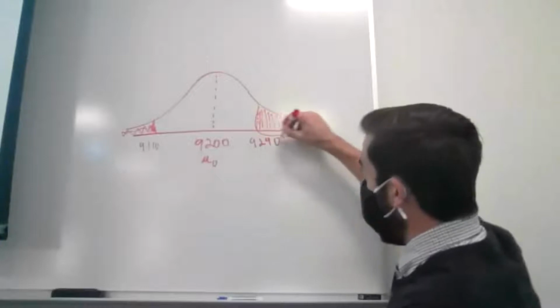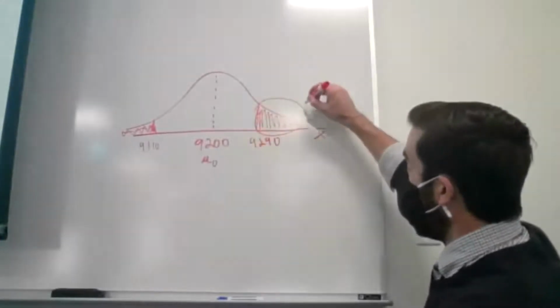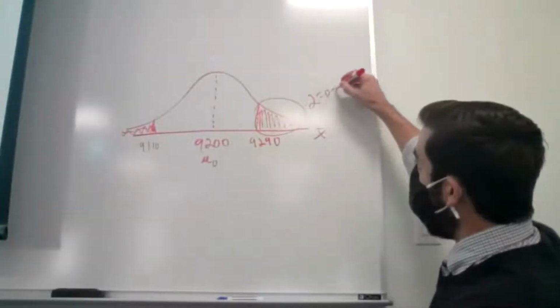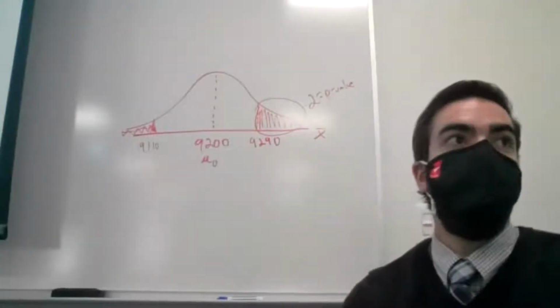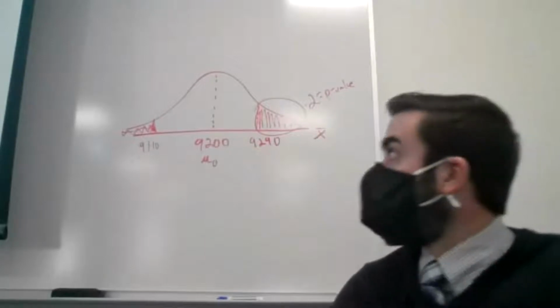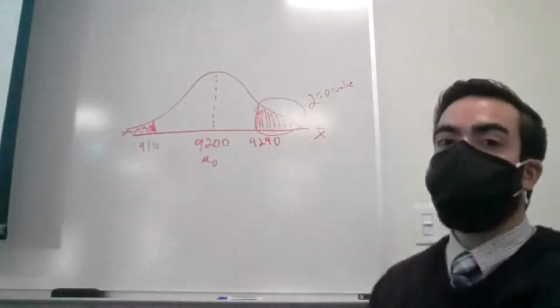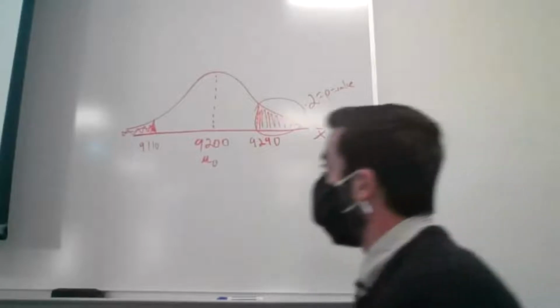So I can find this area, but then to get my p-value, I need to remember that whatever that area is, I have to multiply it by 2. Okay? Because I have an equally sized tail on the other side. Now, how can I do this?